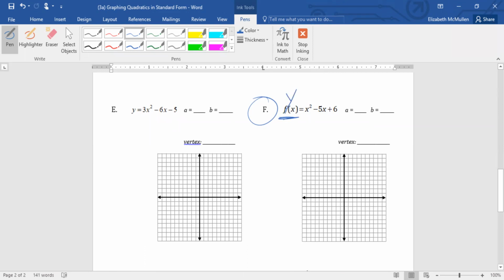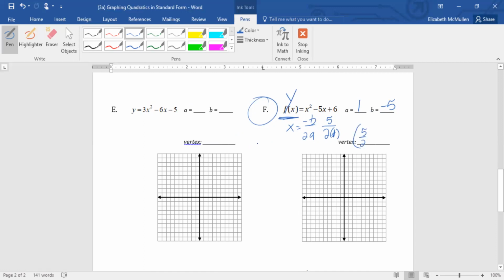All right. So let's find our a value and our b value. Our a is 1. Our b is negative 5. Remember, our formula is x equals negative b over 2a. So negative b is a negative 5. So a negative 5 is a positive 5 over 2 times a, which is 1. So 5 divided by 2 is 5 halves. All right, so our x for the vertex is 5 halves.